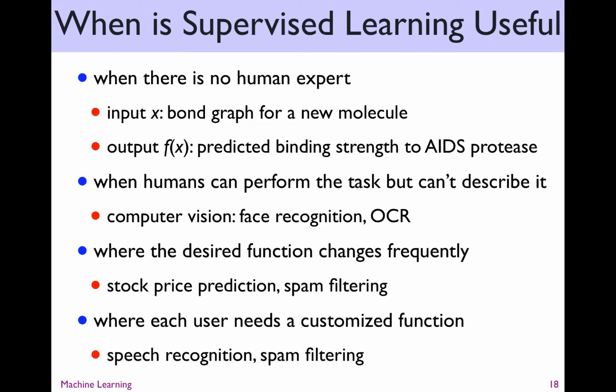Now, when would supervised learning be the most useful? Well, there are several cases. The first case is when there's no human expert. For some very difficult tasks, there's some data, but there's no human being that is very good at this problem. For example, if the x input is a bond graph for a new molecule and the output f(x) is the predicted binding strength to AIDS protease. I don't even know what that is, but probably nobody is good at that. But given enough data, machine learning can learn it.